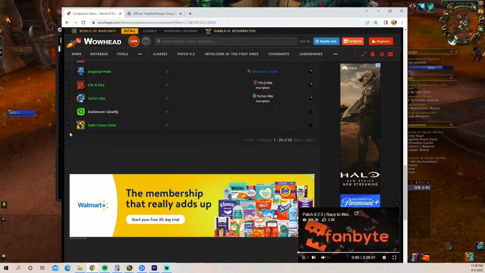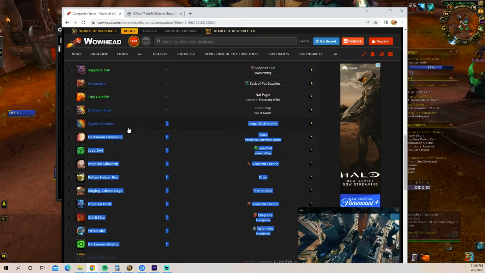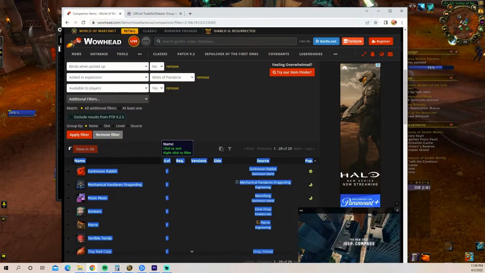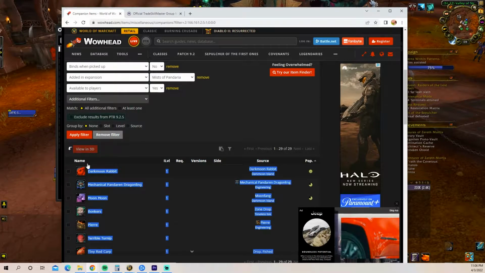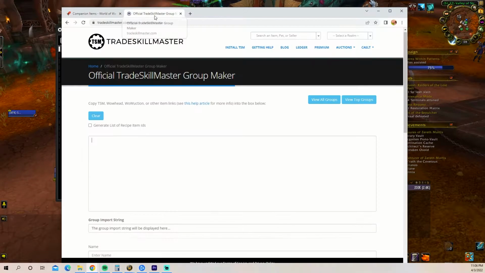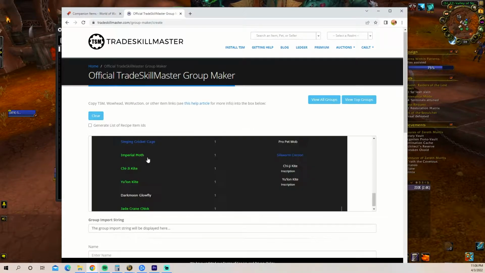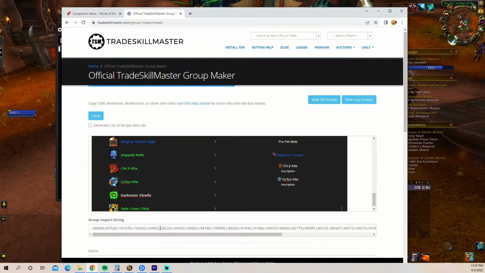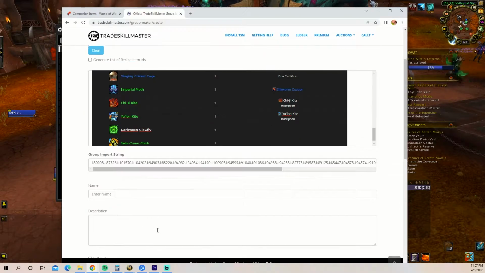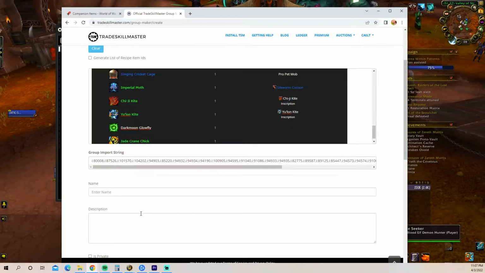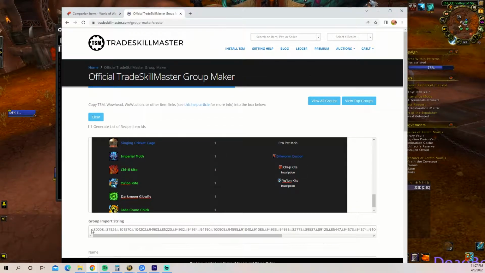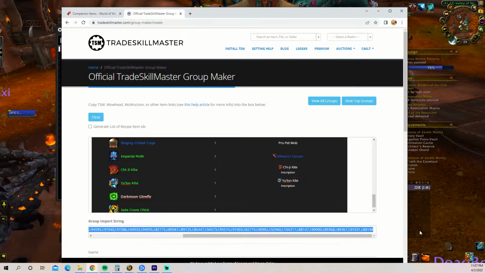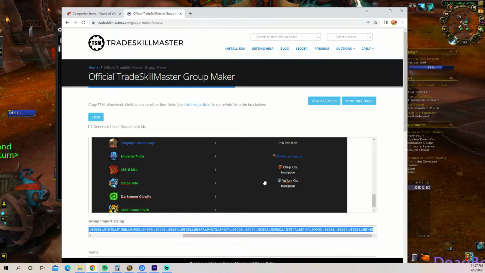Now my next step is I need to copy and paste all of these. So I highlight them, which can sometimes be a pain. You highlight them, Control C to copy, Control V to paste over here. Boom. Now, if you're logged in, and I believe you may have to have premium, you can save your groups on the TradeSkillMaster website. I'm sure it's great. I am not a premium member, and I don't have a need to, so I am just going to highlight and copy this string.